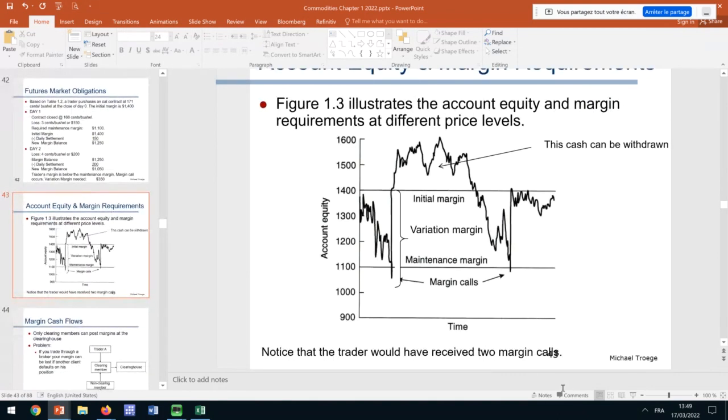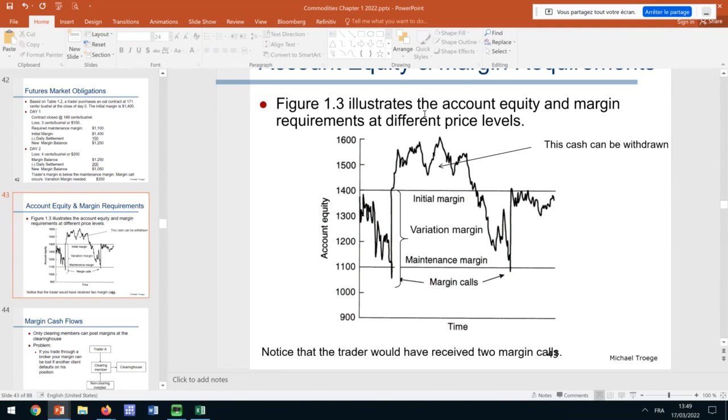So graphically, this is how it looks. You have the price. Remember, you had a margin of 1,400. The price goes down. The margin falls below 1,100, and we will get what's called a margin call. So we will get an email probably or a call from the clearinghouse saying, you don't have enough money anymore. You have to put back the variation margin. So you put back the variation margin and you get up to 1,400 again.